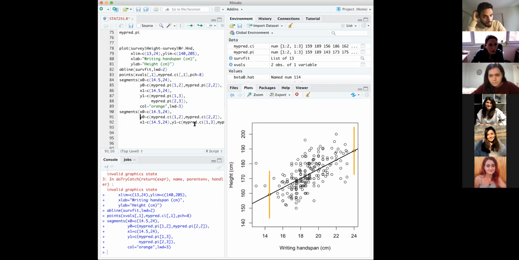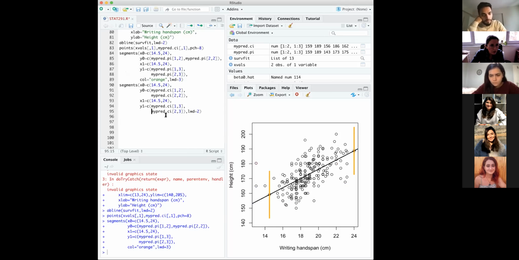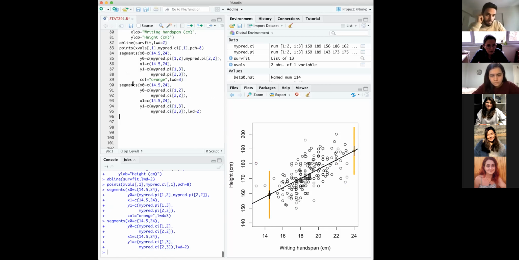Here's another one. And now I will use, this time, the confidence interval. You see that? And now another segment. My confidence interval is the interval related to the mean value. So this is much smaller. And when you just look at the prediction interval, it's wider because I'm talking about a singular observation.